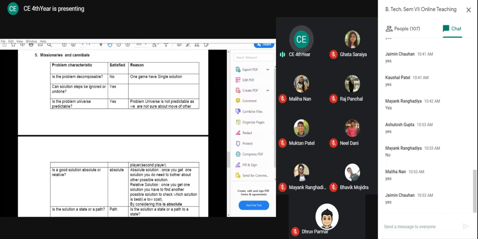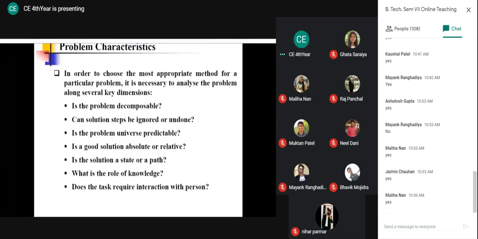Now the second characteristic is: can a solution step be ignored or undone? Can a solution step be ignored or undone? What can you say about this? Malia says yes.